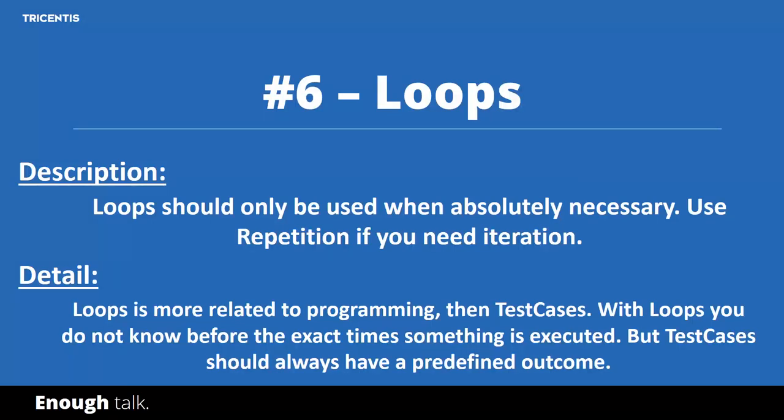Loops are always coming from programming. People that created scripts for automation are used to them. But this is not the way that Tosca should be used. There are better ways of handling Tosca, especially when it comes to tables, where people tend to loop through instead of using our constraint functionality.